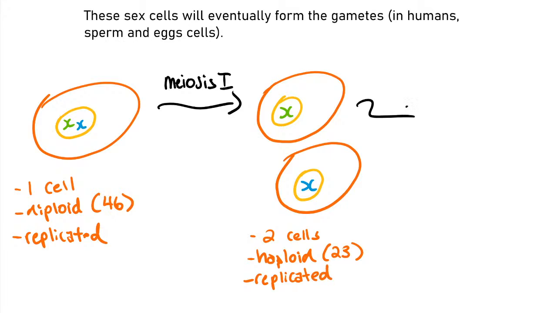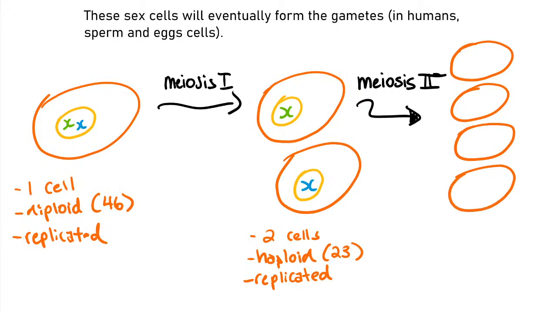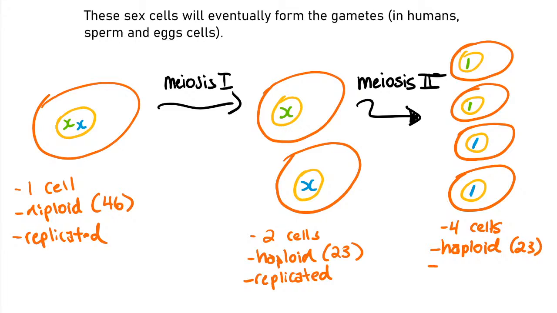And then they can undergo meiosis 2. And at the end of meiosis 2, we have 1, 2, 3, 4 cells, each with its own nucleus. And now that DNA has split. So we get 1 there, 1 there, 1 there, and 1 there. And we have 4 cells. These are haploid, which means we have 23 chromosomes in each if you're a human, but these are not replicated. And these can then become sex cells. So I hope that made some kind of sense.